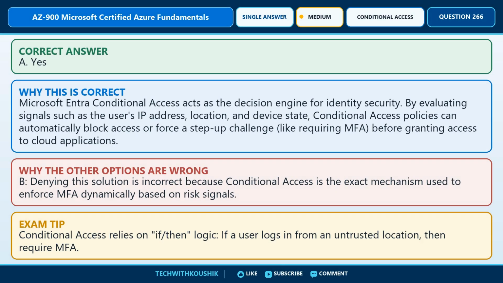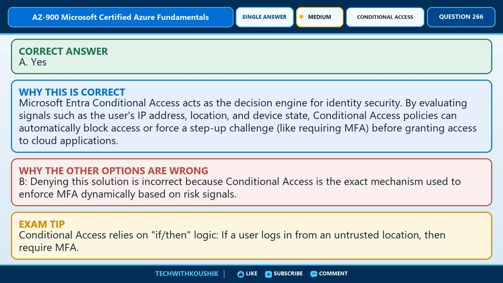In this case, choose option A, yes. Microsoft Entra Conditional Access acts as the decision engine for identity security. By evaluating signals such as the user's IP address, location, and device state, conditional access policies can automatically block access or force a step-up challenge, like requiring MFA, before granting access to cloud applications.